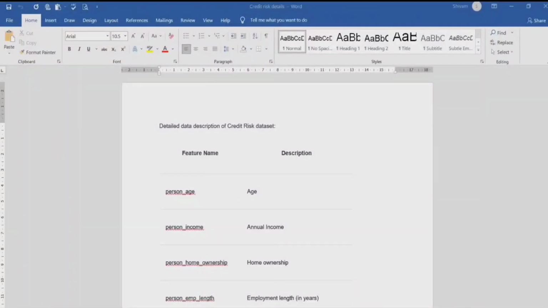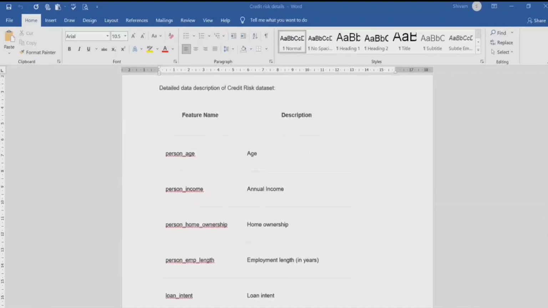Welcome to the analysis of credit risk dataset. In this video, we will explore the factors influencing loan default and techniques used to assess the creditworthiness. Here is the detail of this project.